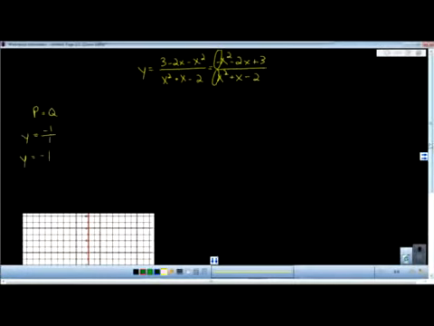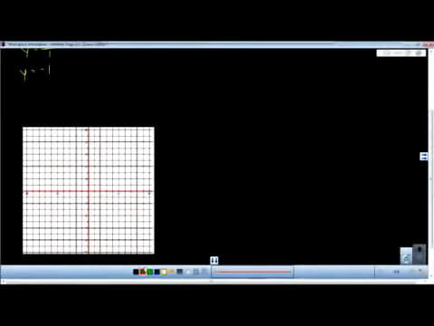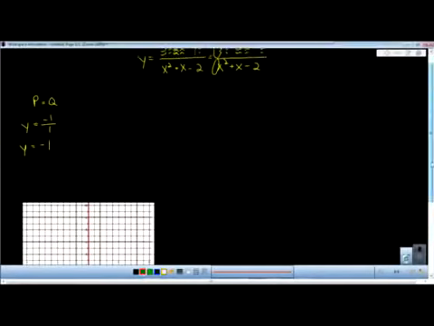So on my graph, I'm going to have a horizontal asymptote at negative 1. I'm just going to make a dashed line. That's a line that my graph is going to approach. That's what the asymptotes are.